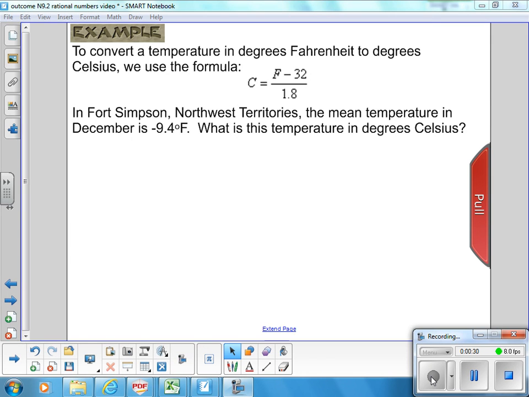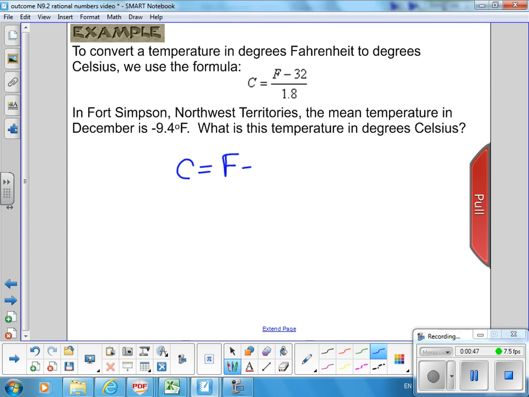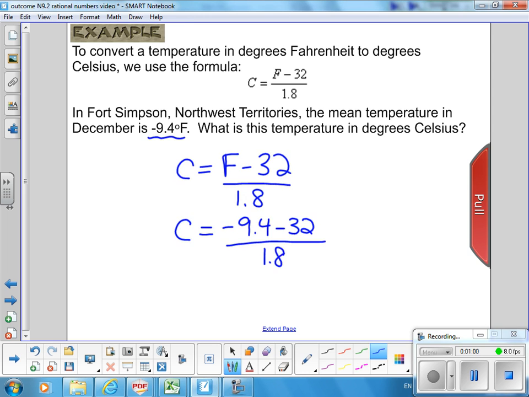C stands for the degrees in Celsius, F stands for the degrees in Fahrenheit. So in Fort Simpson, Northwest Territories, the mean temperature in December is negative 9.4 degrees Fahrenheit. Mean temperature means the average temperature. So what is this temperature in degrees Celsius? So what we can do here is we have our formula, and we are given the temperature in Fahrenheit. So we can substitute the negative 9.4 into the F spot of our formula.